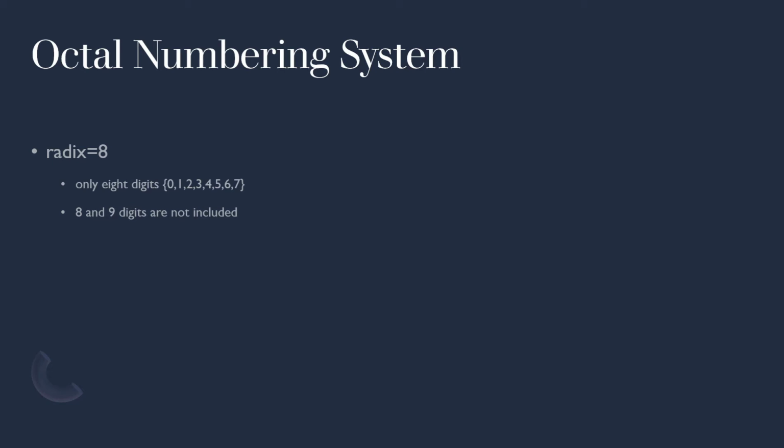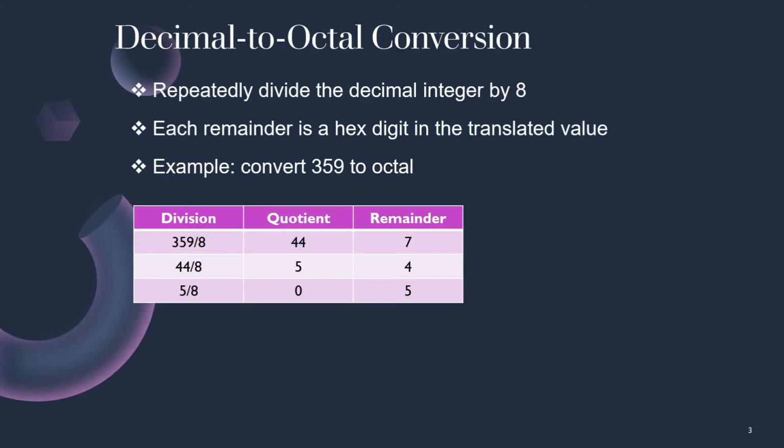What is the prefix for octal? It means 8, like octagon, an 8-sided shape. So the radix for the octal numbering system is 8 digits. It's 0 through 7. The digits 8 and 9 are not included in this numbering system.